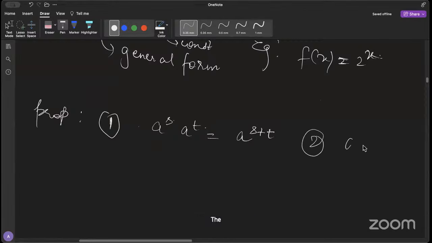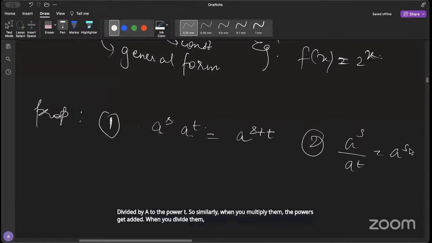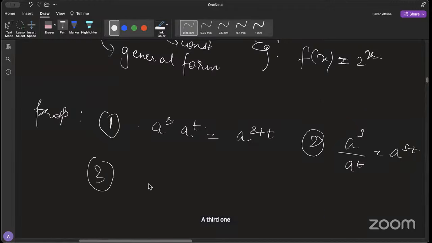The second one is a to the power s divided by a to the power t. So similarly, when you multiply them, the powers get added. When you divide them, the powers get subtracted here: a to the power s minus t. The third one is a to the power 0 is equal to 1. That's a property. So any number raised to the power 0 is 1.